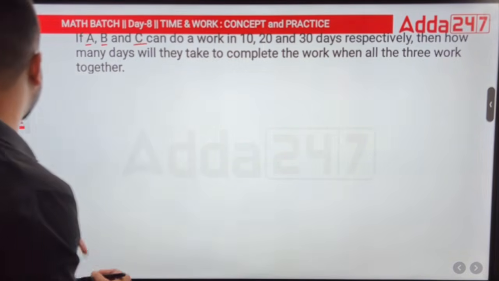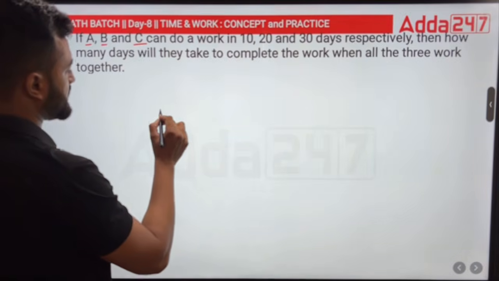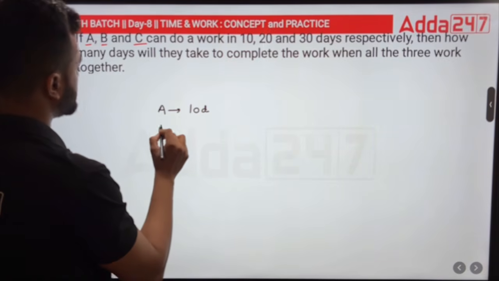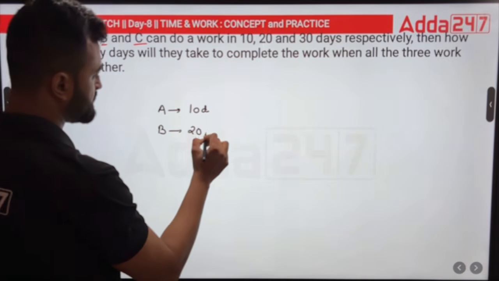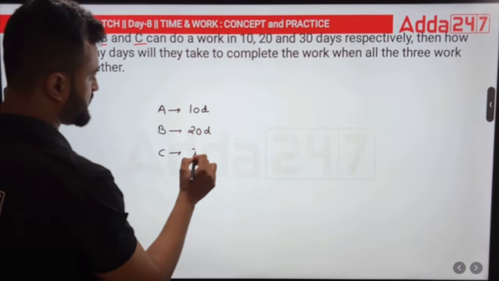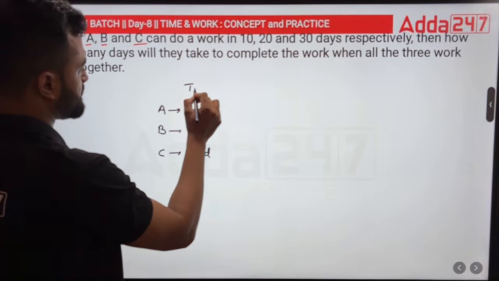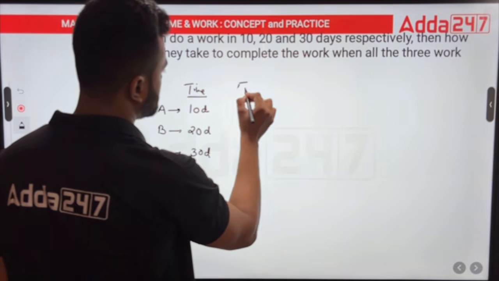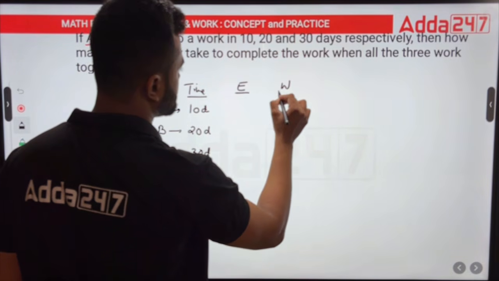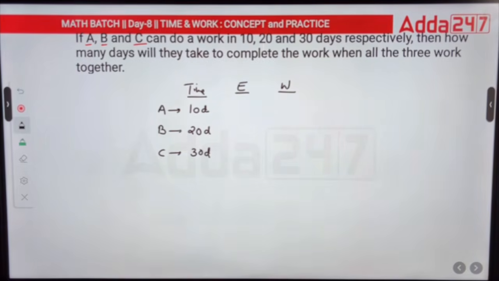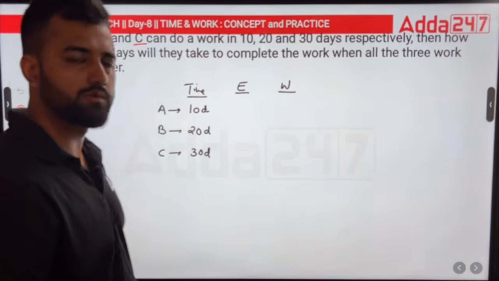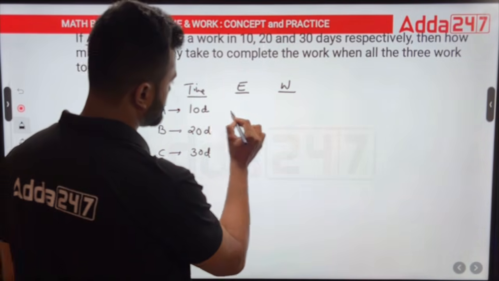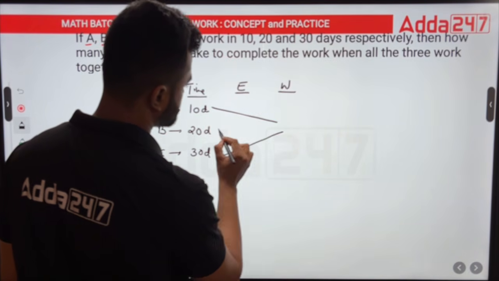So I'm writing down whatever is given first. They have given me that A is working for 10 days, B is working for 20 days and C is working for 30 days. So we have time, right, my friends? Yes. What do we need? We need efficiency and we need work. Always keep this in your mind, right? So you can get the work. What is the work? LCM of these three numbers. Let's get the LCM of these numbers.